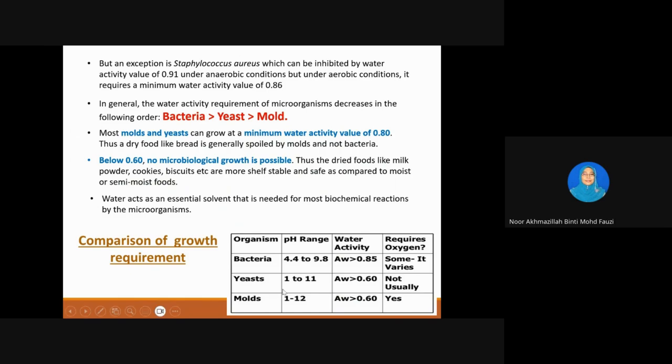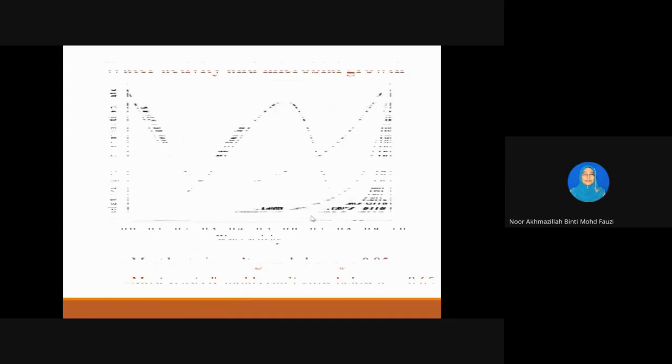For the yeast, the water activity is more than 0.6, and the same for the molds, which is also more than 0.6, and the molds require oxygen. So this is the pH range for the bacteria and also the conditions of the food needed so that the microbes can carry out their activity, their biochemical reactions.